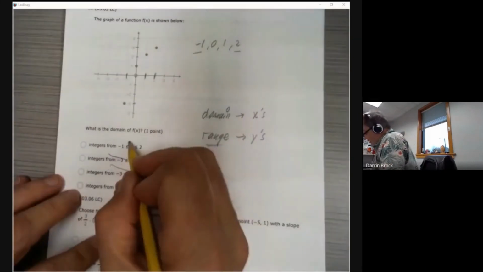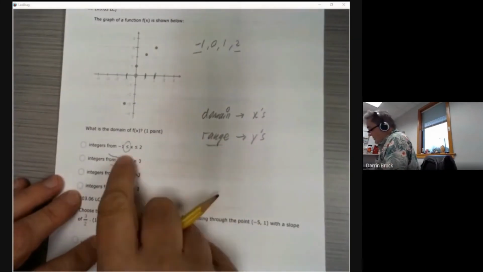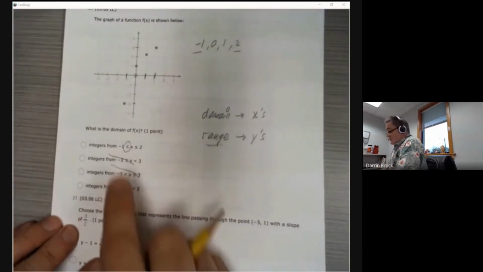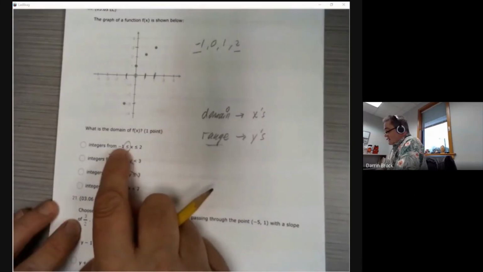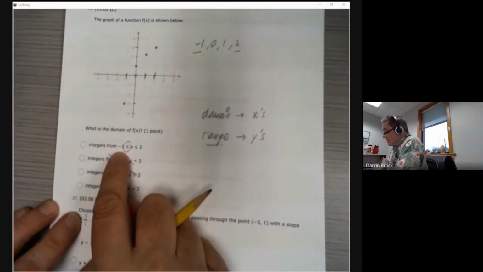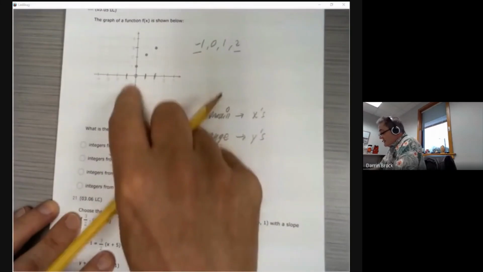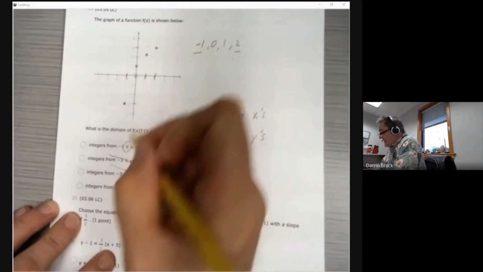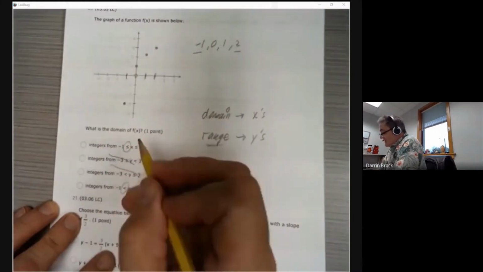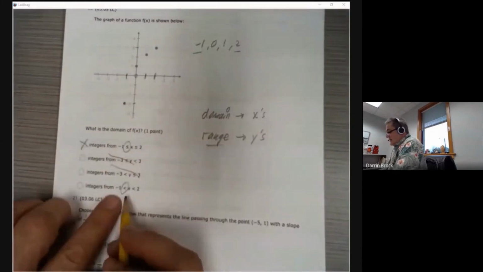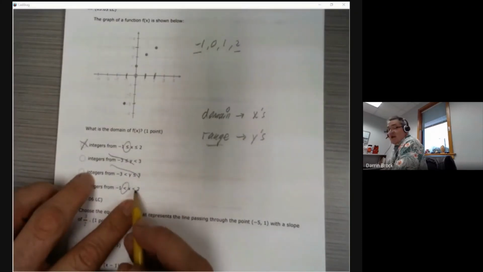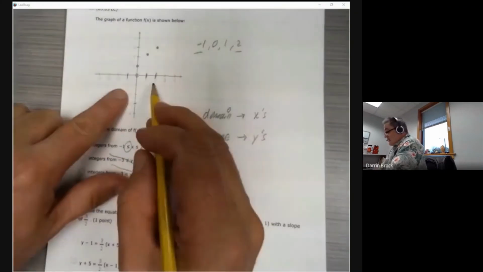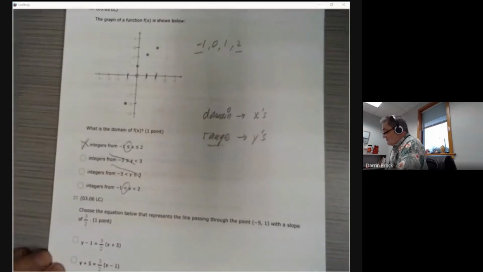So the difference is this: less than or equal to, or just less than. If it's equal to, that means it includes that number. Does our domain include -1? It does. We have a point at -1. It includes it. So it has to be this one. This one says anything bigger than that, but not including that, and anything smaller than that, but not including that. Ours includes those numbers. So that is our answer right there.